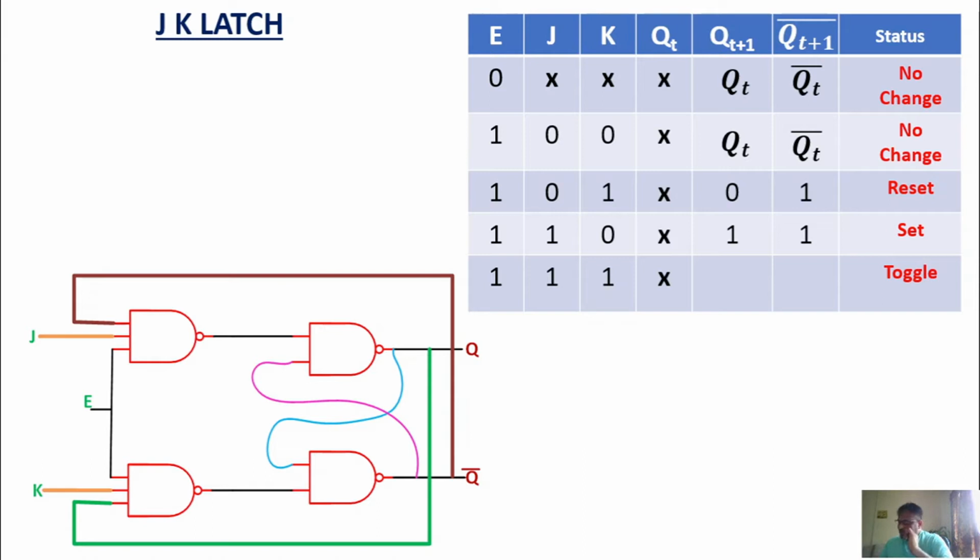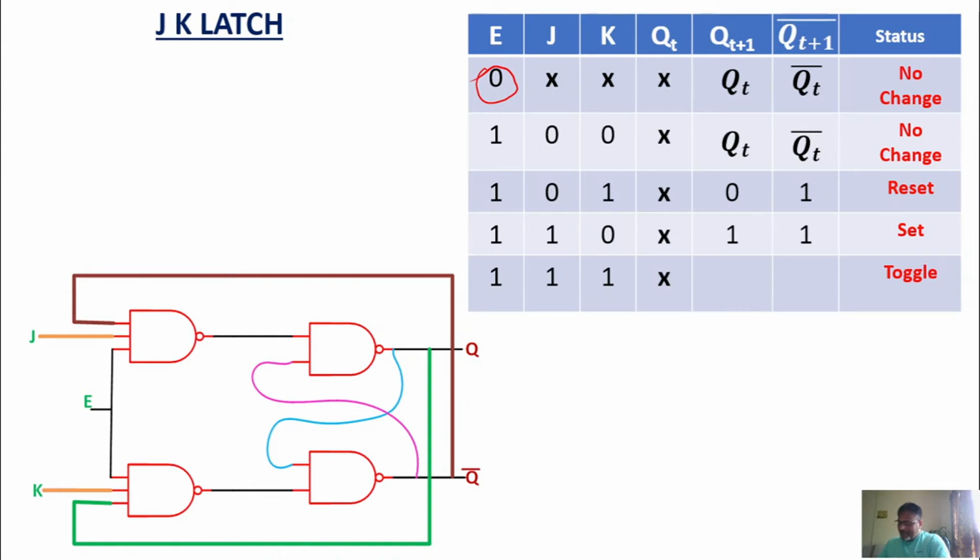The working principle of the JK flip-flop is analyzed through its inputs and the present state. Now let us start with enable 0. Let us start with enable 0 and let J and K be anything, don't care. And the present condition also can be anything, it can be 0 or 1. What is the output? Right? Now you see one thing.